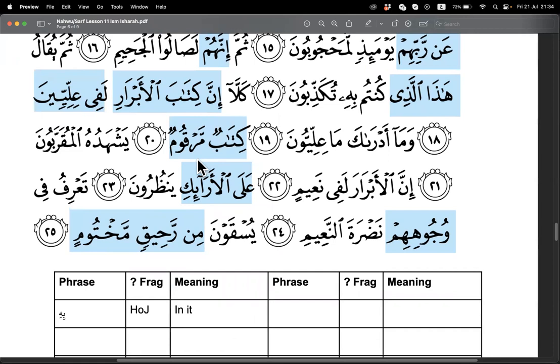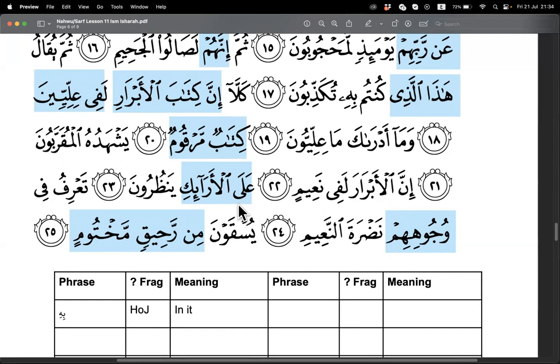Kitabum markuum. This is mausuf sifah. Good. This one is basically the same kind of inna. Inna is half of nasab. Al abrara, abrar is ism inna. La fi na'imin. Lam is lam taukid also, I think. Yes. Fi is half of jar. Na'imin is majrur.